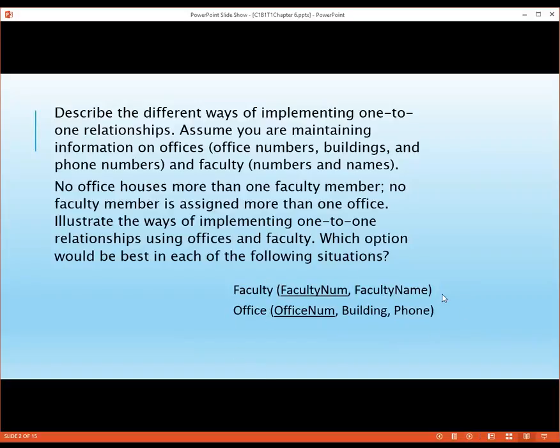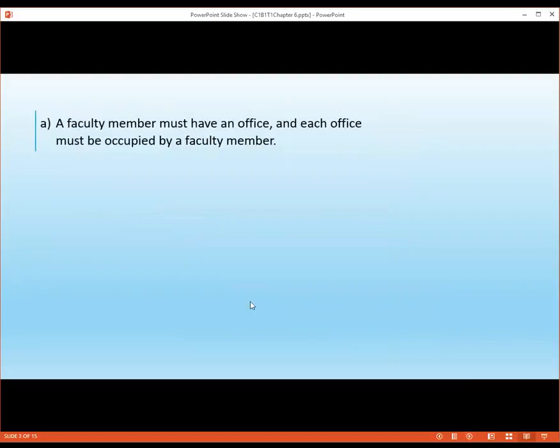Now, I wrote this when I read the problem because right here they talk about offices and their attributes and faculty and their attributes. And I went ahead and identified the faculty number as the primary key for faculty and the office number for the primary key in the office table. I currently have no relationship between these two tables. They have no fields in common at all. They have no way of being linked right now. So we need to build a one-to-one relationship.